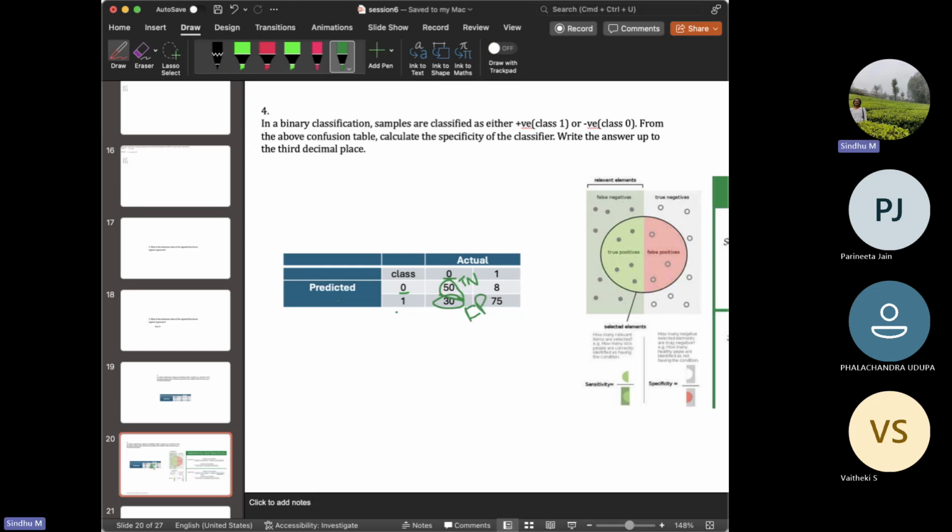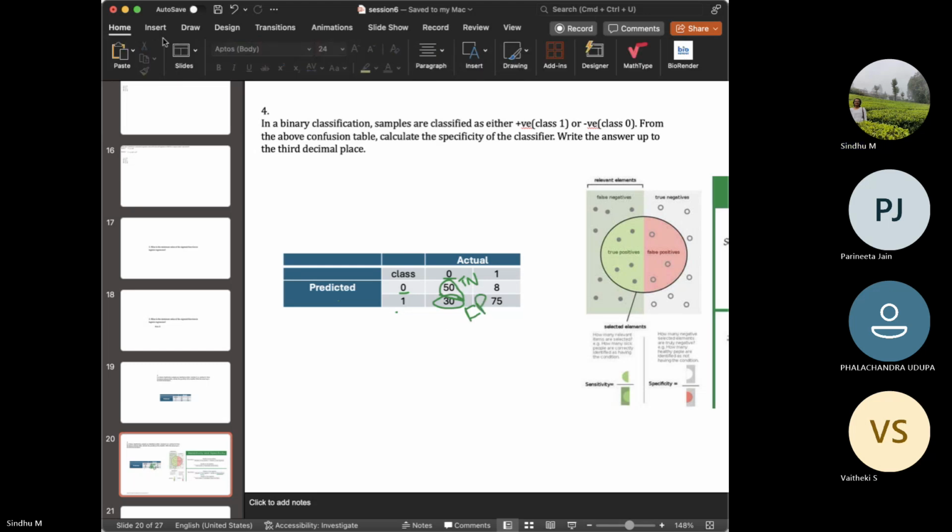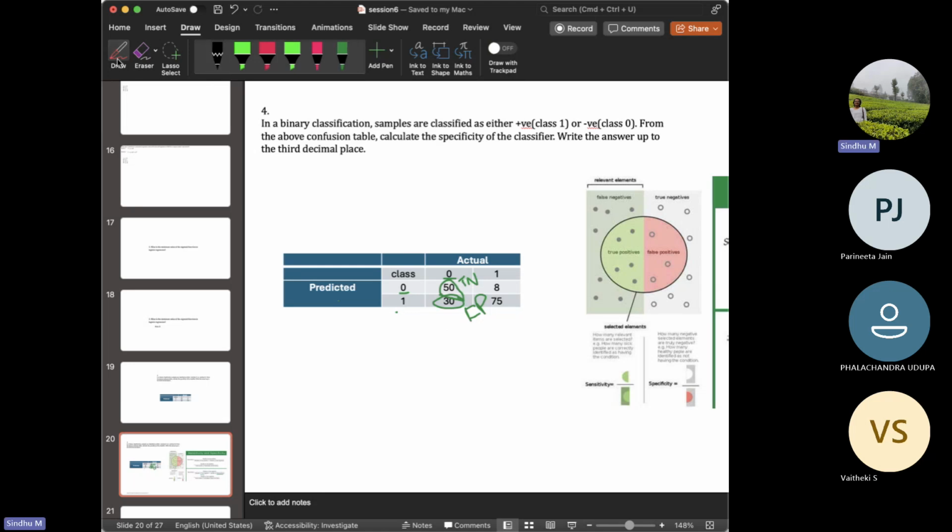So now we just have to apply it into the formula. The specificity is true negatives divided by true negatives plus false positives, which is 50 divided by 50 plus 30. So this would be 50 divided by 80, or 5 by 8. So this would be about 0.6, and then 20 will be remaining. So the correct answer is 0.625.